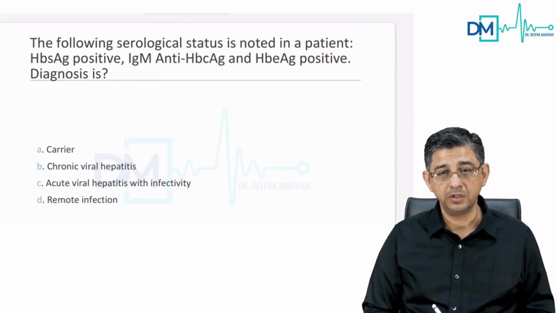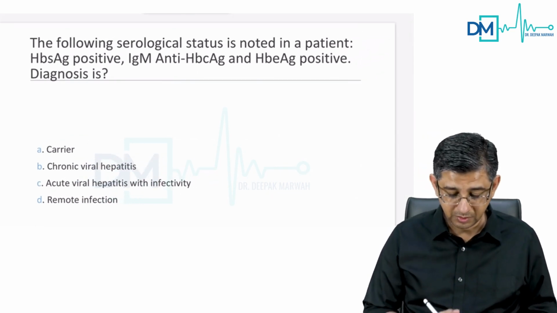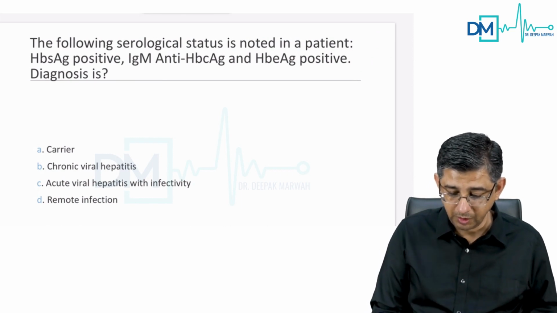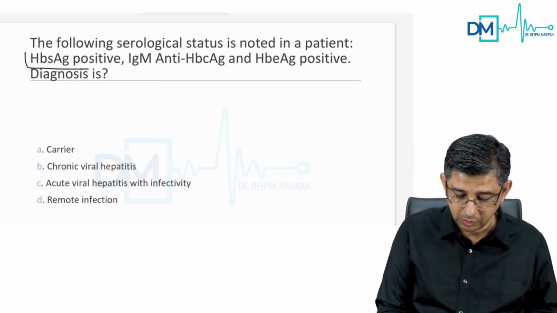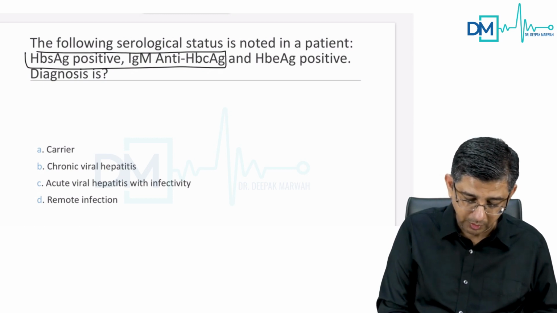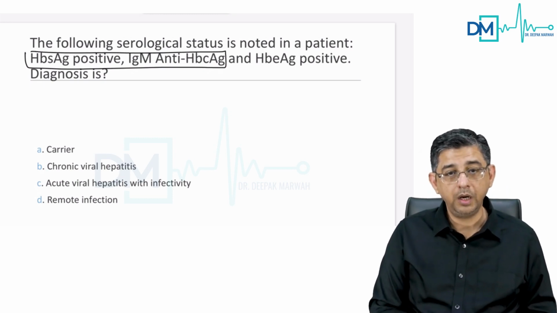The following serological status is noted in a patient. The patient is surface antigen positive, with IgM class of antibody to core antigen positive. These two things together, guys, is acute hepatitis B. And E antigen positivity.